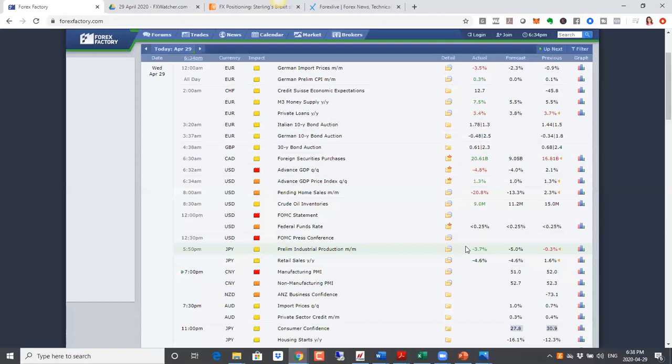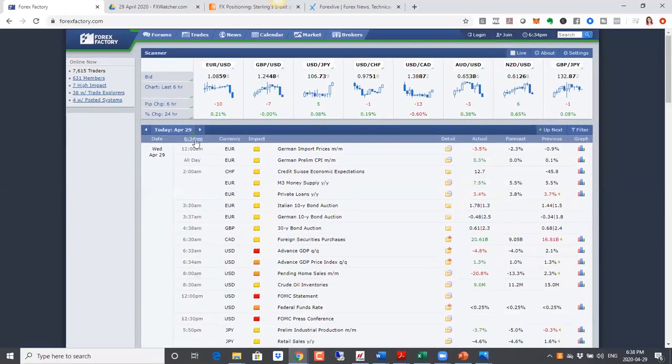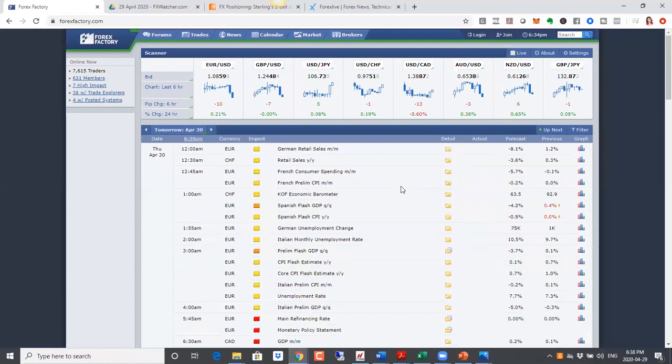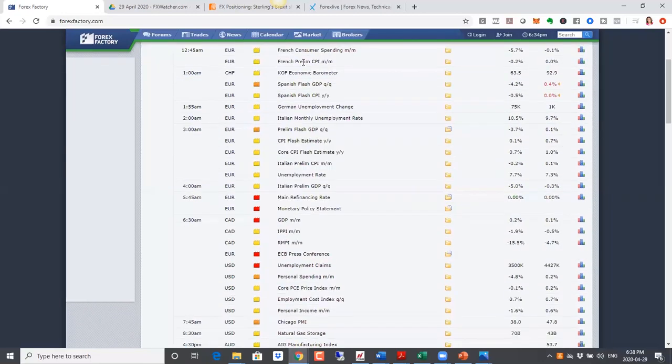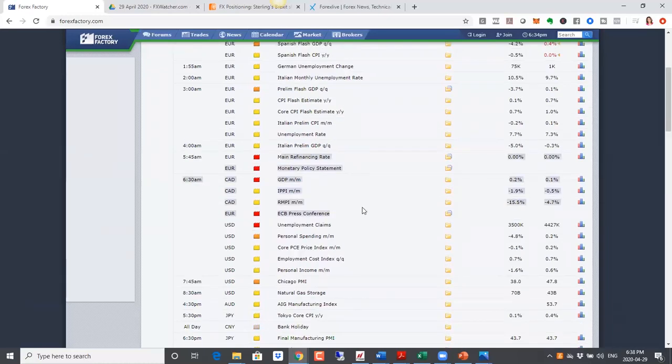And as a result of that, the overall environment in the market has been very risk positive. Now, coming up tomorrow here. Today we had FOMC. Tomorrow we have ECB. So ton of data here from the Eurozone. Main thing here, though, will be ECB.